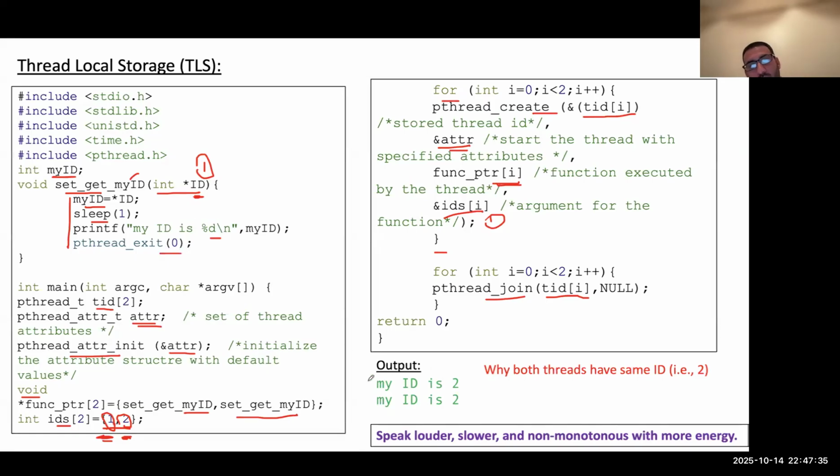However, when I run this code, what I see is that my ID is 2, my ID is 2. So the first thread also prints my ID is 2, and the second thread also prints my ID is equal to 2, which is not what I was expecting, right?